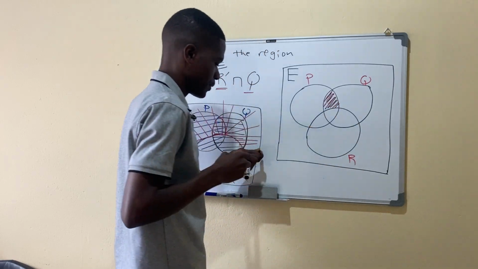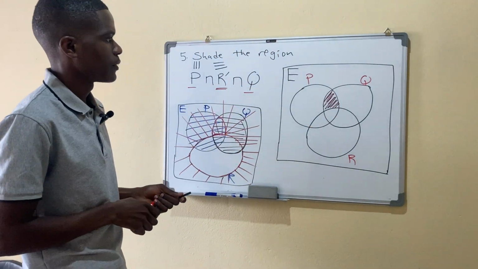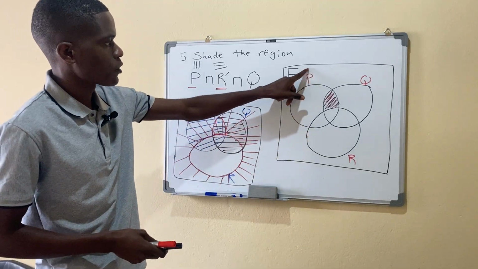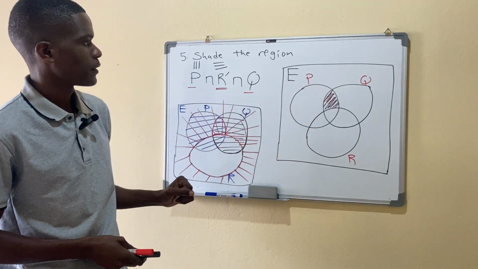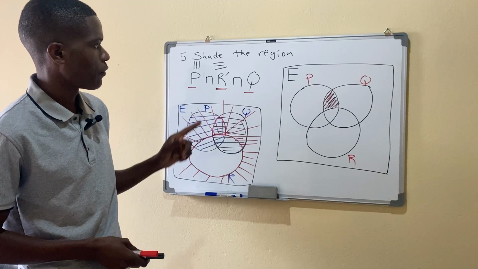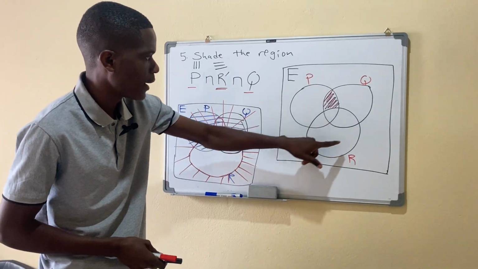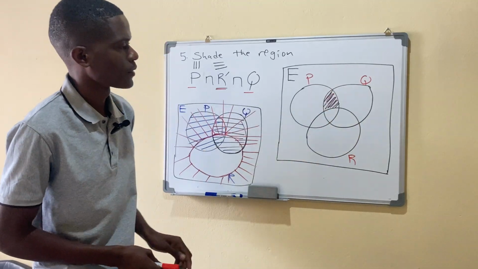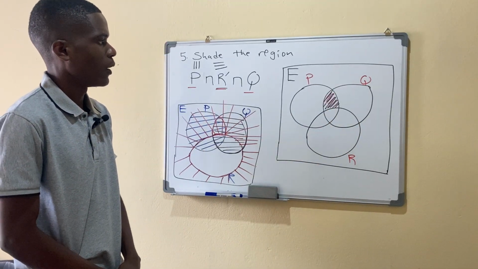So that region, in other terms, we're describing it as, it is first of all part of P, yes, it is part of P. Then it is outside R, and then it is also part of Q. So that is how we can shade.